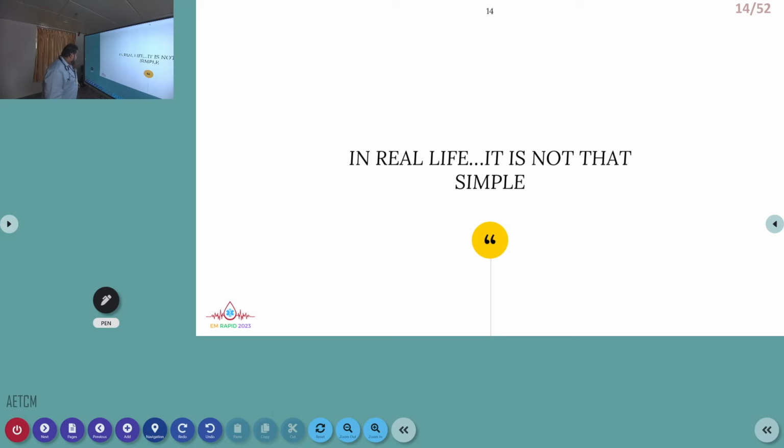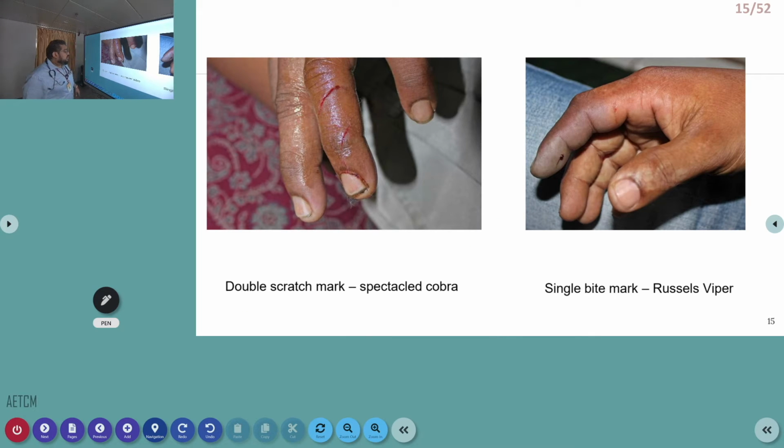In real life, it is not that simple. As I told, you can just see this. It doesn't feel like a fang mark, it looks like just a scratch mark, but it was caused by a spectacled cobra. That is again very important. You can even have a single bite mark, which you can see in Russell's viper. The most important thing is that local signs and symptoms are not sufficient. You need to always do the clinical examination and require blood investigations for diagnosing the features of snake envenomation.